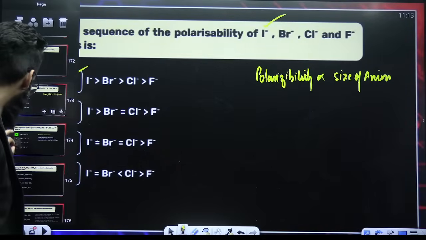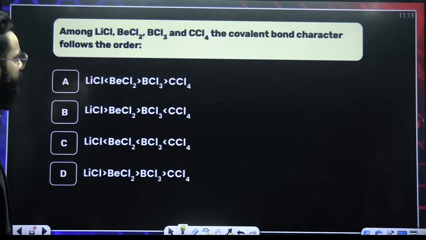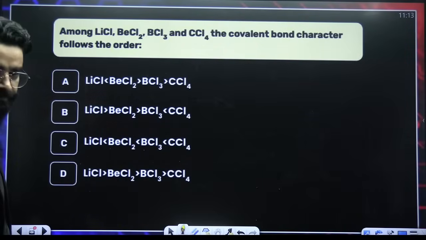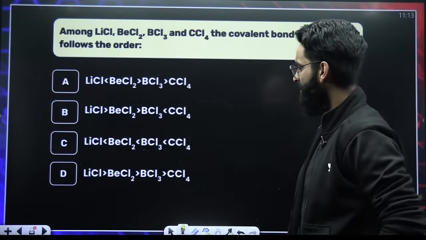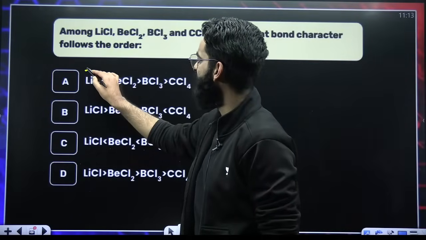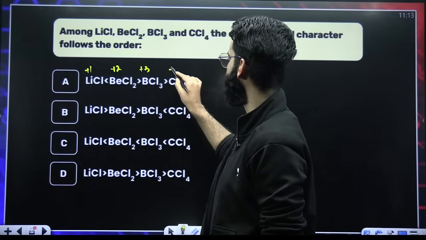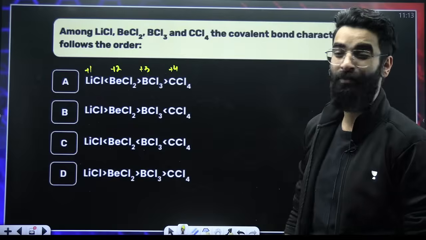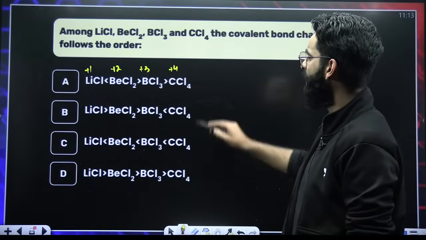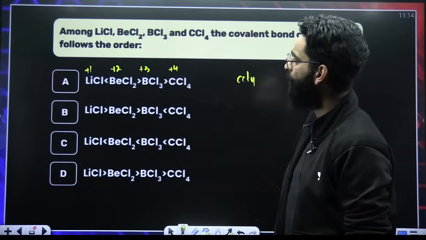Wonderful. Moving on. Among these species, the covalent bond character follows the order. Covalent character order you have to tell in all these. My dear students, if you look carefully, this is Li positive, this is Be di positive, this is B tri positive, this is C plus 4. More the charge on cation, more the polarizing power, more the covalent character. So covalent character of CCl4 has to be maximum.